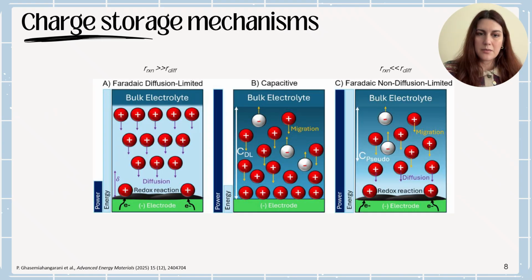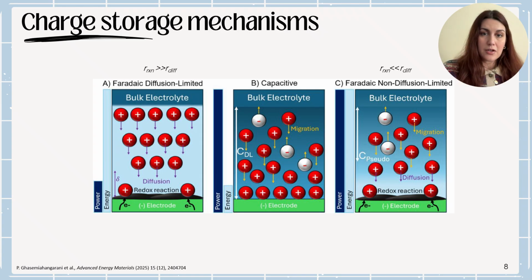So as described in the previous slide, we have three types of charge storage mechanisms: capacitive, and then Faraday charge storage, which can be classified into diffusion limited and non-diffusion limited. The two types of Faraday charge storage can be distinguished by the relationship between the rate of diffusion and the rate of the redox reaction. So for a Faraday diffusion limited system, the rate of diffusion is less than the electrochemical reaction rate, so that makes diffusion the rate limiting step.